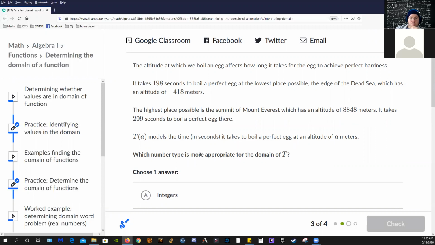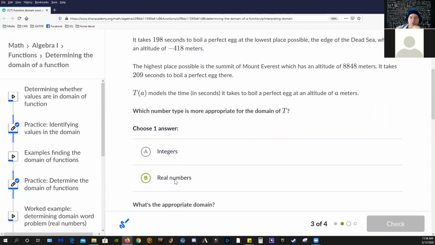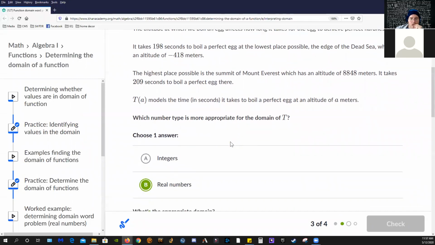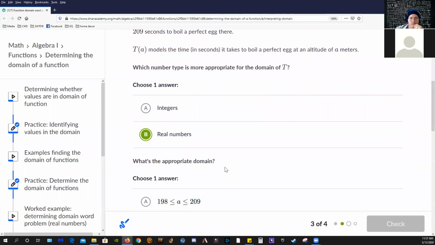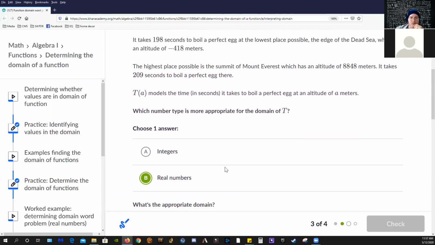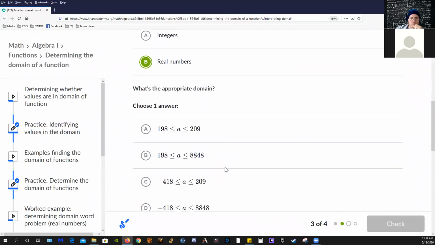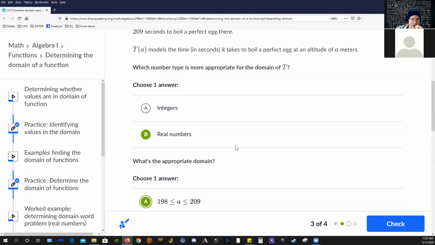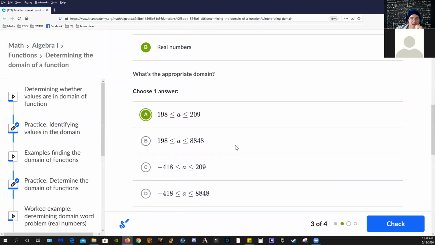Which number type is more appropriate for the domain of T? Well, anytime it's time, I think you're going to go with real numbers because time, I mean, you can get down to milliseconds. So since it's time, I'm going to go with real numbers. And the domain would be anywhere between 198 seconds and 209. So which one of these says in between 198 and 209? That looks right. Yeah, the domain is time, not altitude.